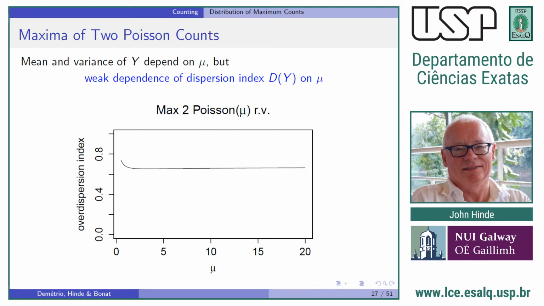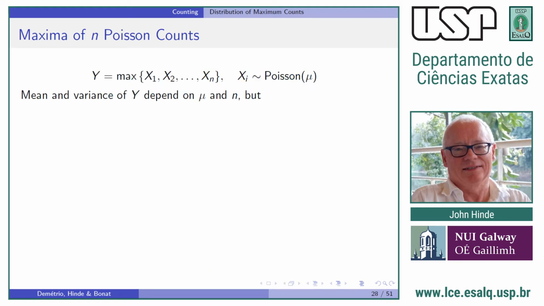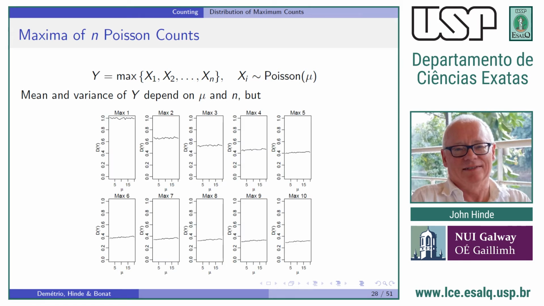What happens if I take more? Suppose I take n of them. Well, this is what happens. So if I take 1, that's Poisson. So as I vary mu, my dispersion is 1, variance equal to the mean. This is the case we just looked at with 2. It stays pretty constant. This is all done by simulation. I have no theory, no horrible expressions out here. It was bad enough for 2, let alone more of them.